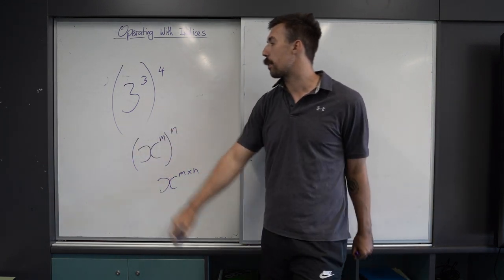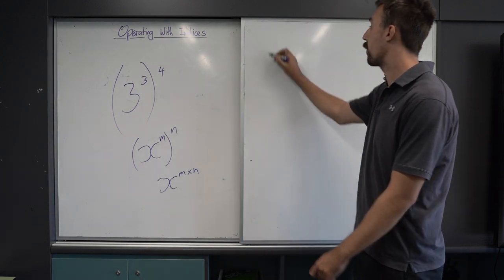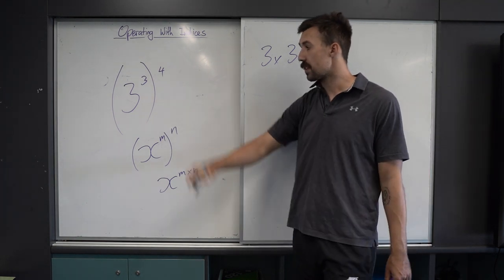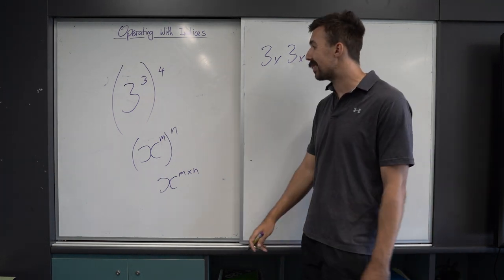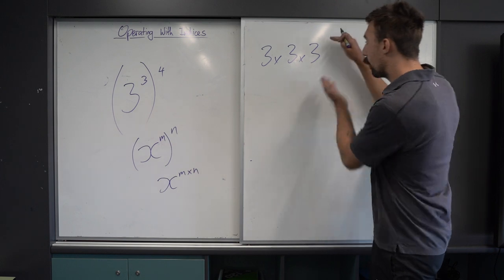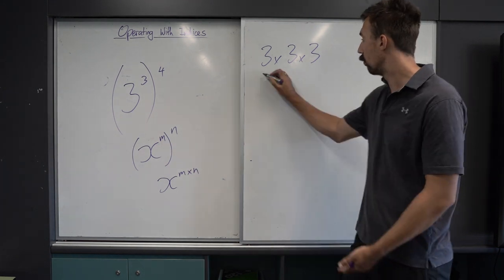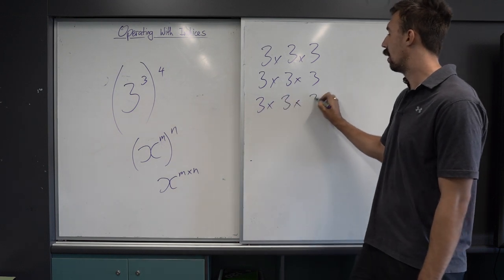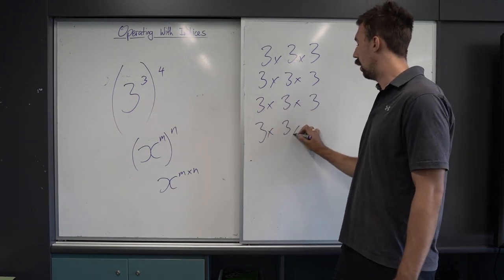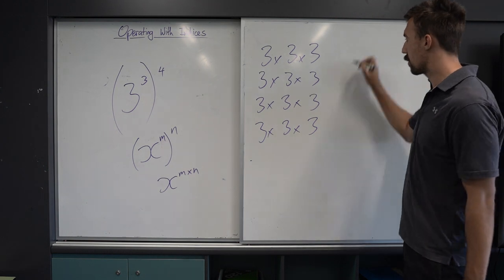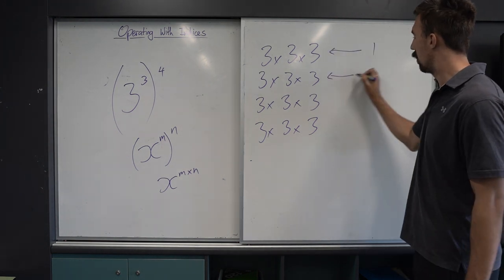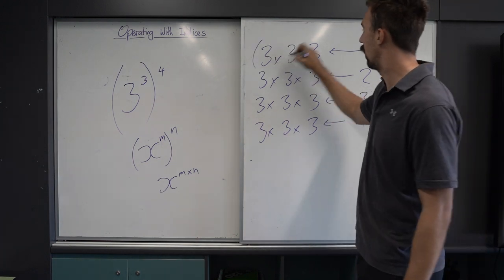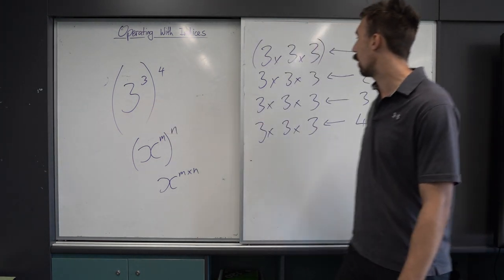So let's go inside the brackets. 3 to the power of 3. We know that as 3 times 3 times 3. To the power of 4 is saying it 4 times. So we have to write this in total 4 times. Let's do it just to show you. So there's one row, 2, 3, 4 lots of the original amount of 3 times 3 times 3.